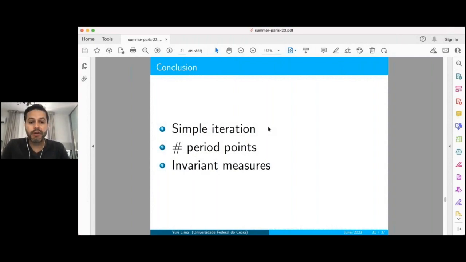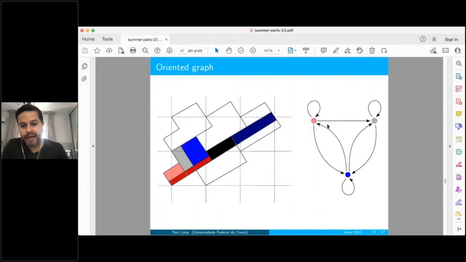So the conclusion is that we can actually count the number of periodic points that the cat map has, which I could not do geometrically because I'm not even able to draw the image of the cat map under two iterations. So I cannot guess how many points of period 10 that map has. But if I look at the dynamics on that oriented graph, then I can, because the number of points of period 10 is just the number of all closed paths of size 10, passing through exactly 10 edges. And this is very simple to calculate.